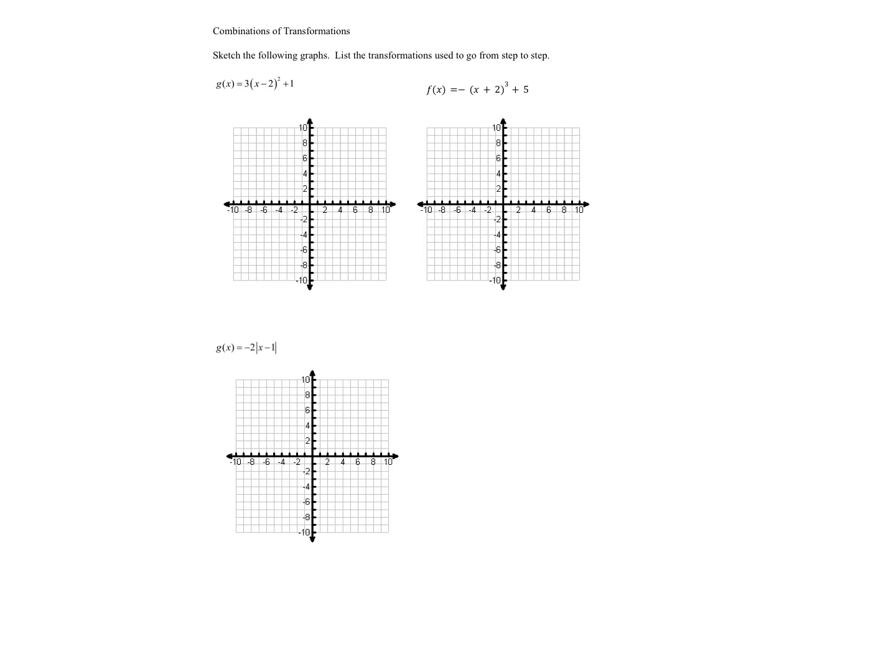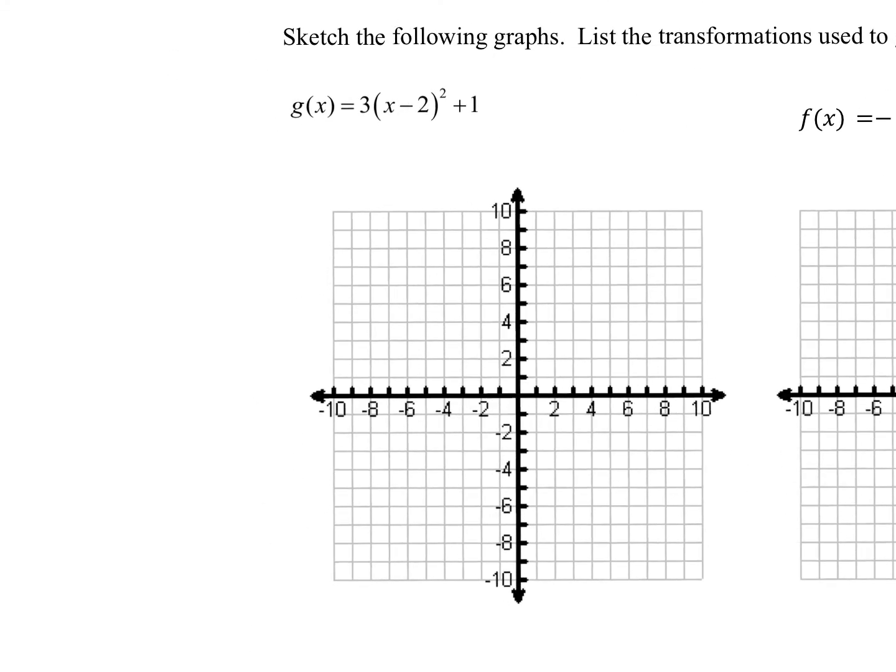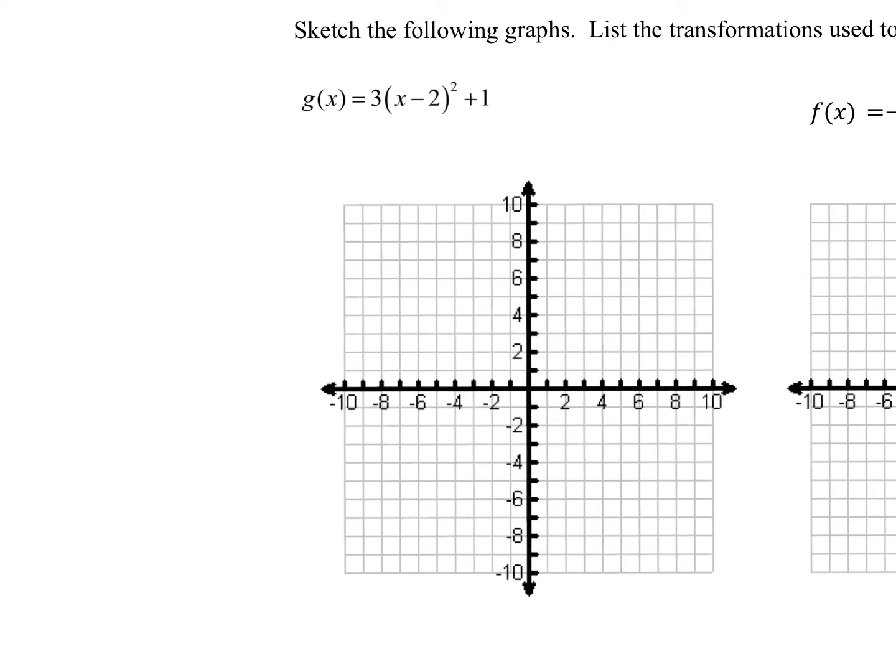So let's just look at a combination of these. We want to list the transformations, and then we kind of want to sketch our graph. So this first one, I have 3x minus 2 plus 1. So remember, every little part is going to be a transformation that we're going to have to do. So the 3, the 2, and the 1 will all do something.